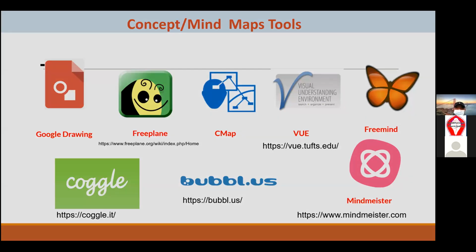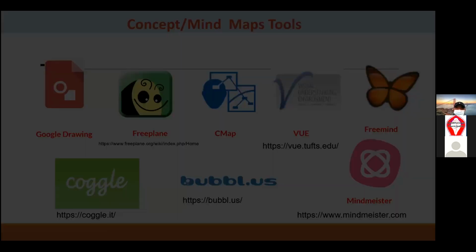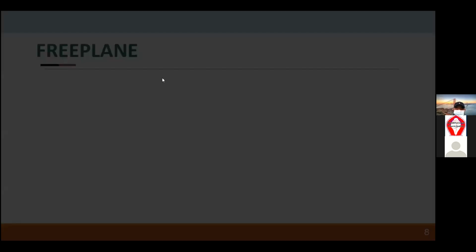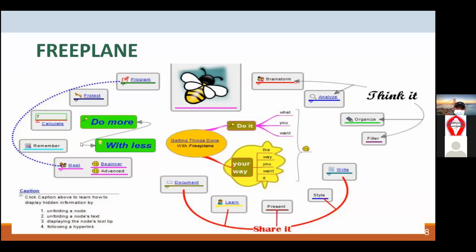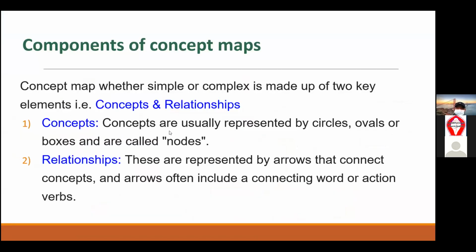So later, I will first be explaining this concept map only. A concept map has two components in any software. First of all, the concepts and the relationship. Already I've told you the concepts are usually the topic which you have to explain to your students. In the software, the concepts are usually represented as a circle, oval, or boxes, and these are called nodes.